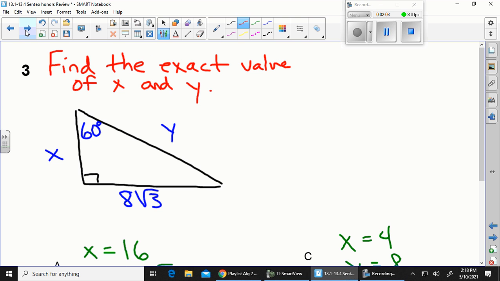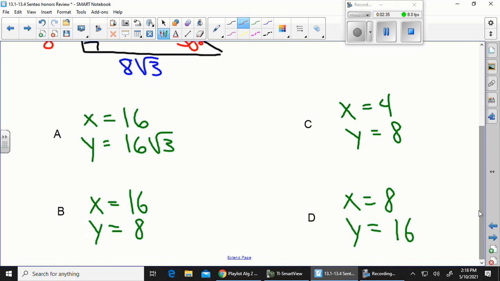Number 3, find the exact value of x and y. We got a 30, 60, 90. So this is just us knowing our long side is x times radical 3. So if it's 8 radical 3, that means this is 8. Your hypotenuse is double your short side. So y is 16, which means the answer is D. Okay.